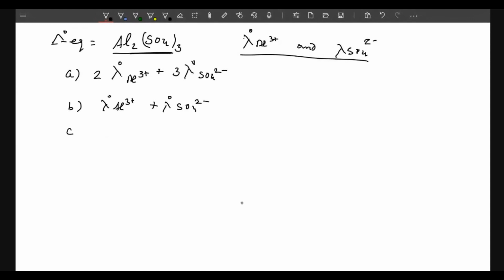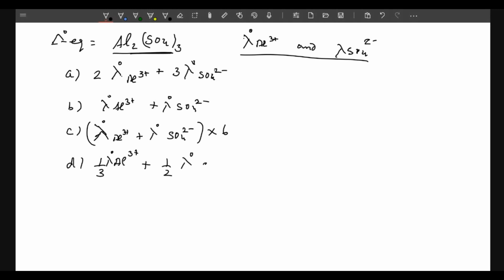Option C, 1 by 3 lambda of aluminum 3 plus plus 1 by 2 lambda of sulfate 2 minus, which is the correct answer. You go and check the answer. Okay, this is the first application.